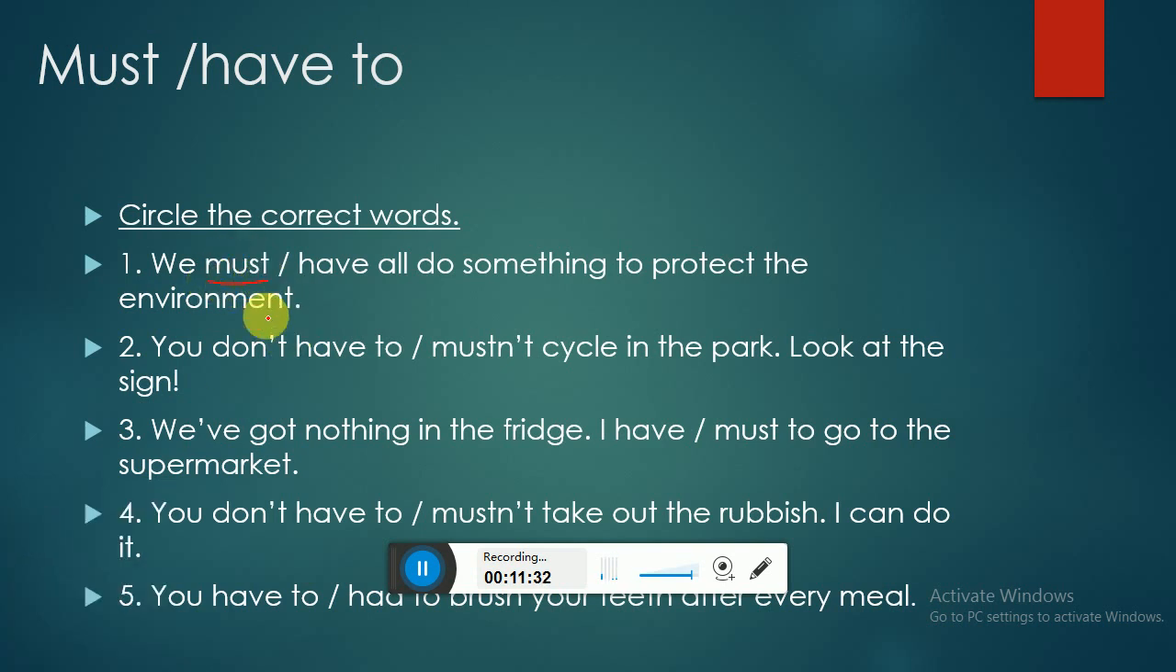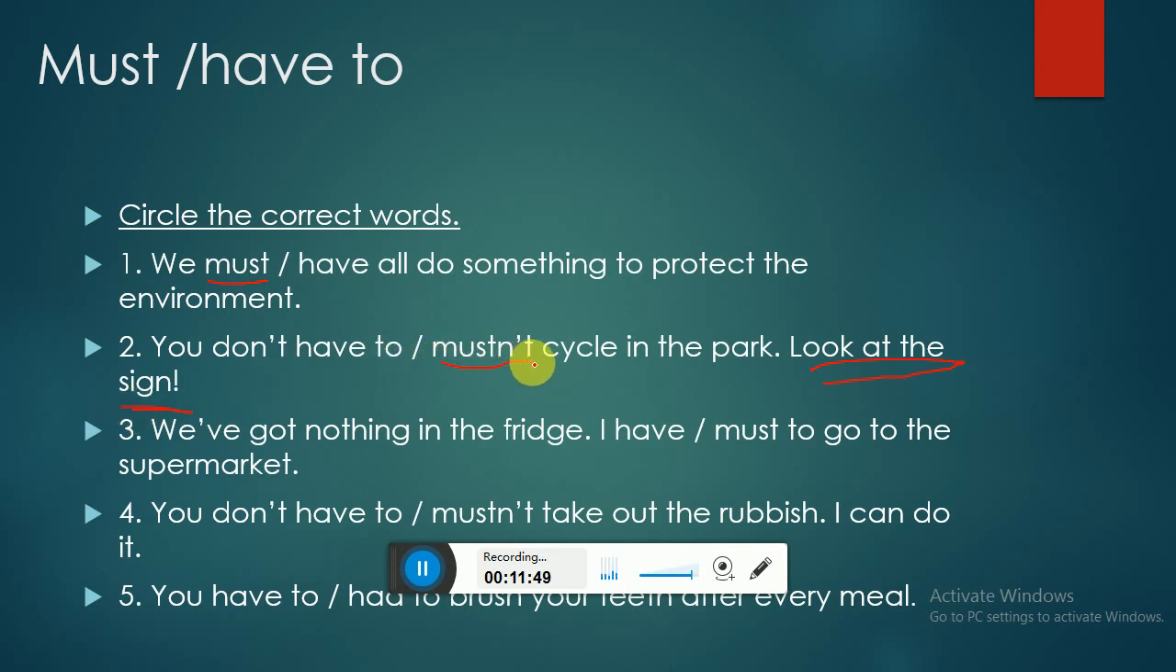You don't have to or you mustn't cycle in the park. Look at the sign. The sign said you must or mustn't. So we have to use mustn't.